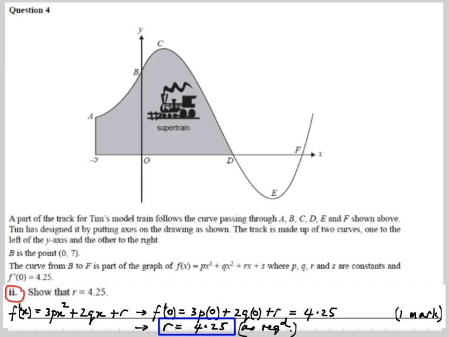Now, right, we've knocked off 2 of the pronumerals. We now know that f of x equals px cubed plus 2x squared plus 4.25x plus 7. Now, we're allowed to use that in subsequent parts of the question. You see how there's a fabric weaving together here, right?